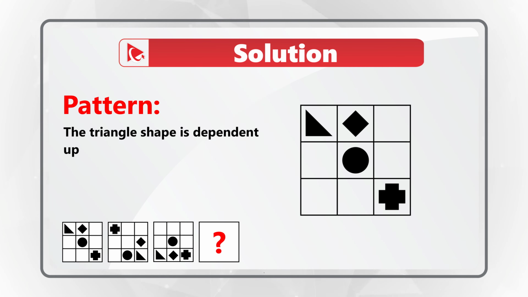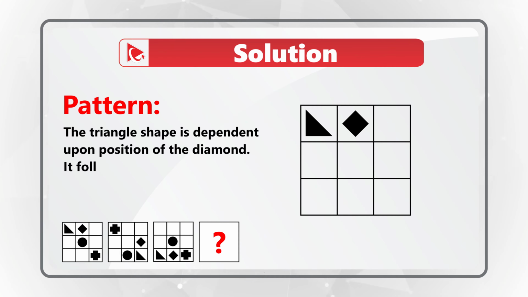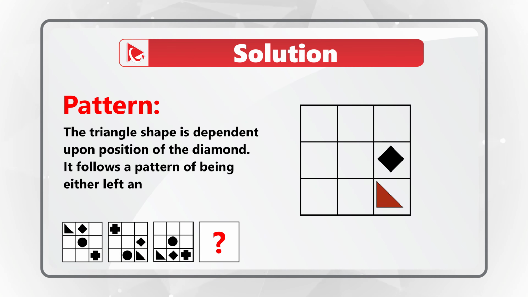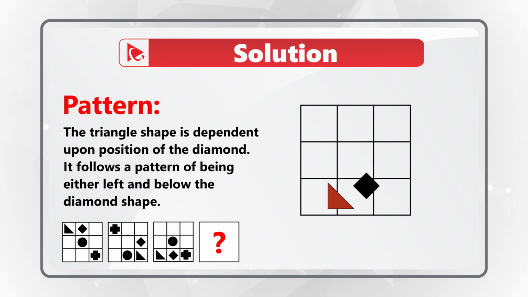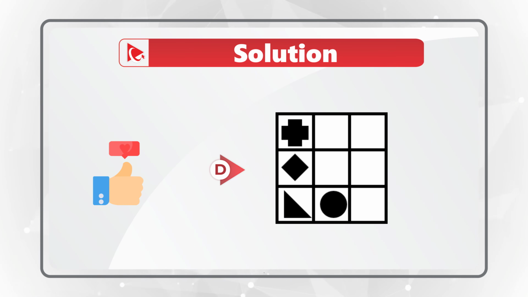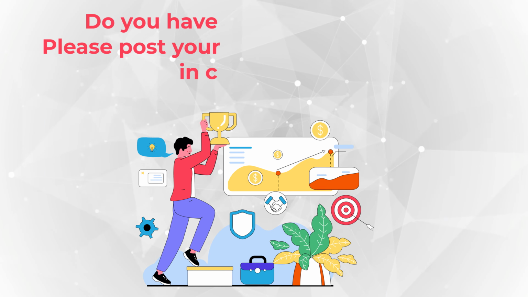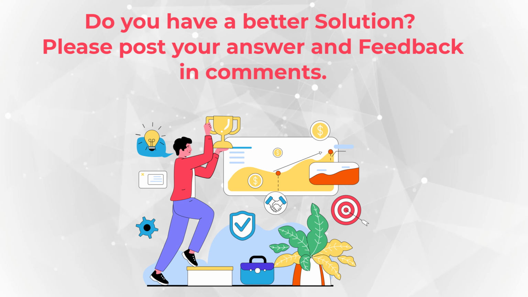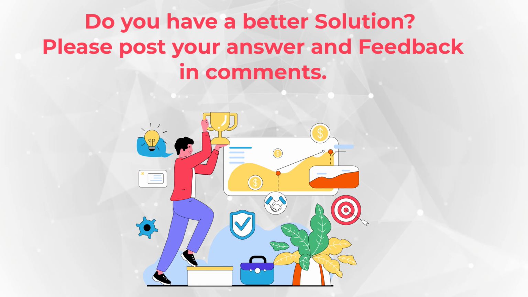In this pattern, the triangle shape is dependent upon the position of the diamond. The triangle follows the diamond and is in the pattern of being either to the left or below the diamond shape. This is why the correct choice here is choice D. Hopefully you've nailed this question and now know how to answer similar problems on the test.